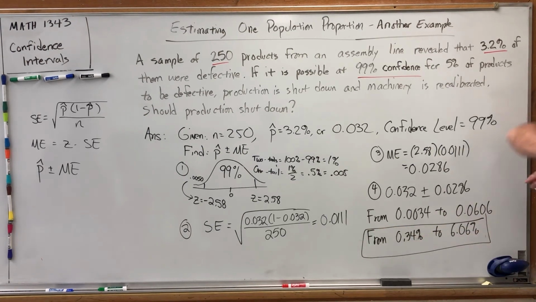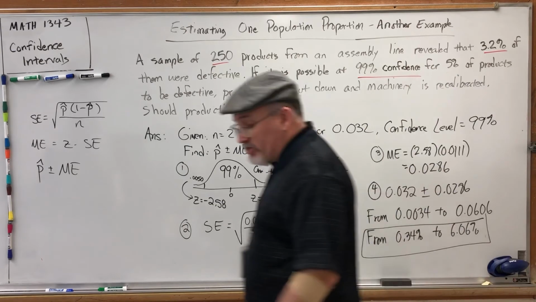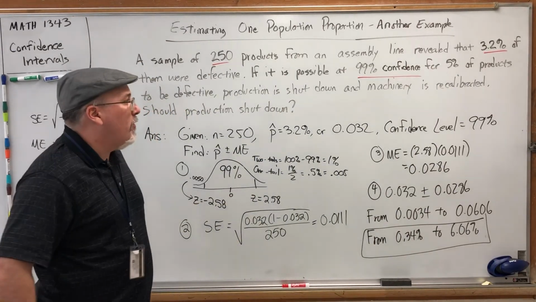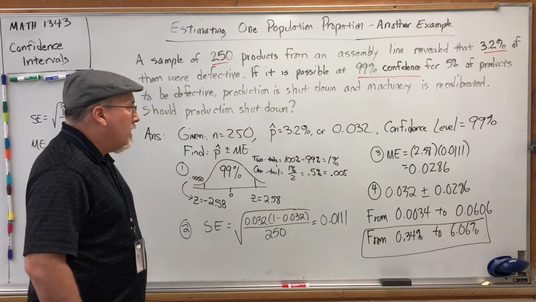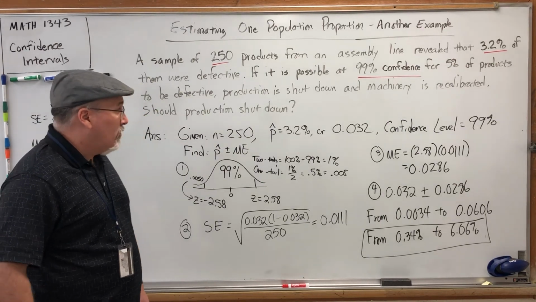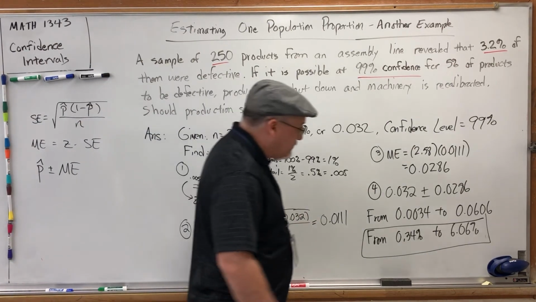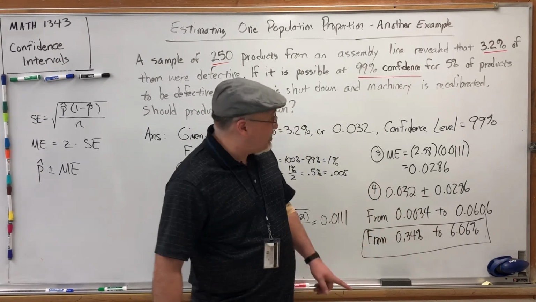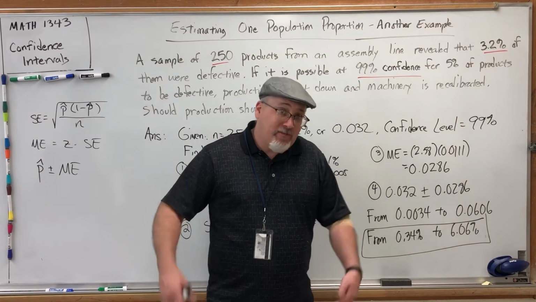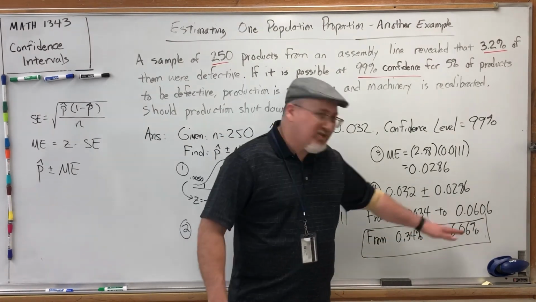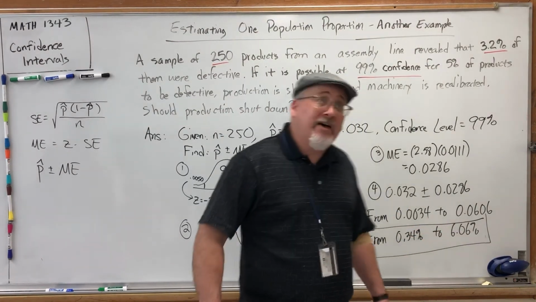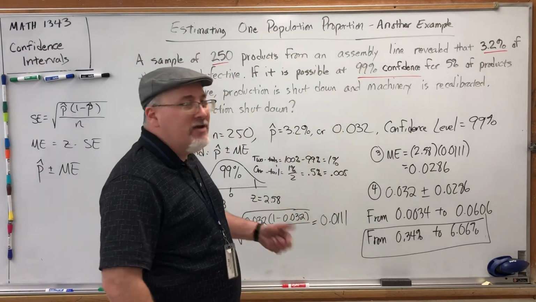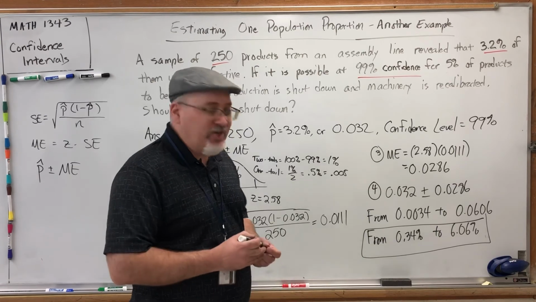Now, in the context of the word problem, should production shut down? The answer is yes. Why? Because our confidence interval centered at what we got from our sample at a 99% confidence level includes 5%. Remember, we're saying we are 99% confident that the percent of products that are actually defective is in this interval of values. Well, that interval of values contains at least 5%. Shut down production, recalibrate, run it again, and we'll test another sample.